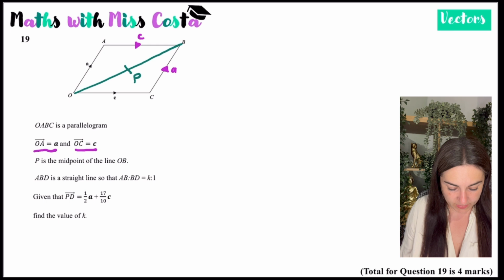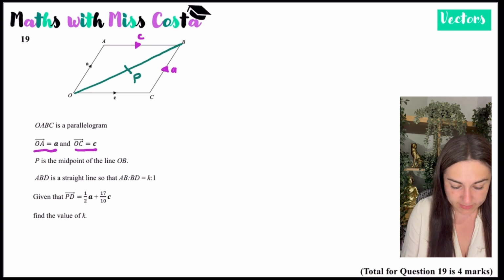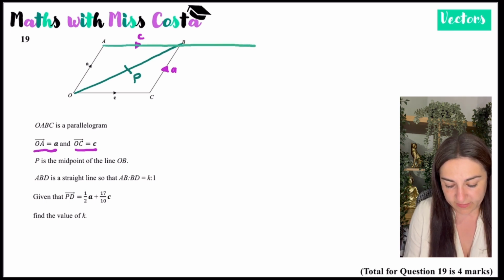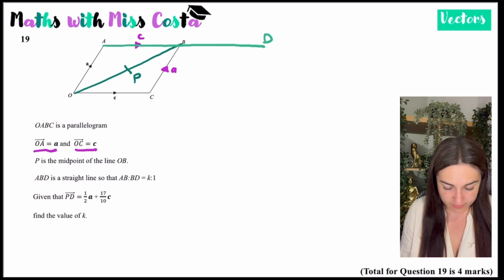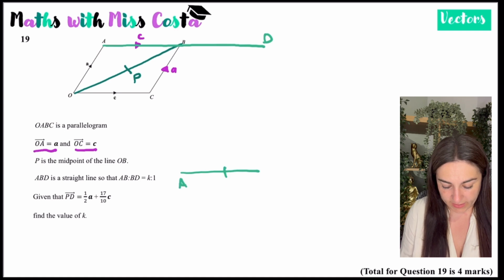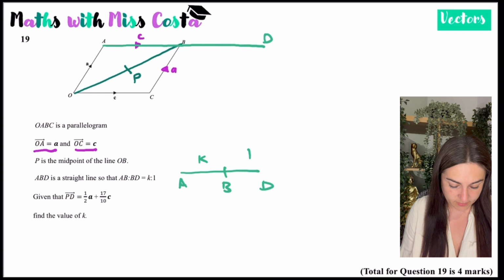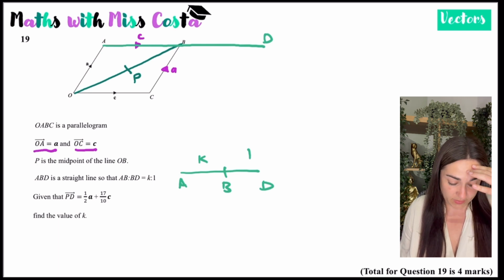I'm told that ABD is a straight line. So ABD, I don't know where D is. It's a straight line, so that AB to BD is K to 1. Okay, so ABD is K to 1. Given that PD is a half A plus 17/10 C, find the value of K.